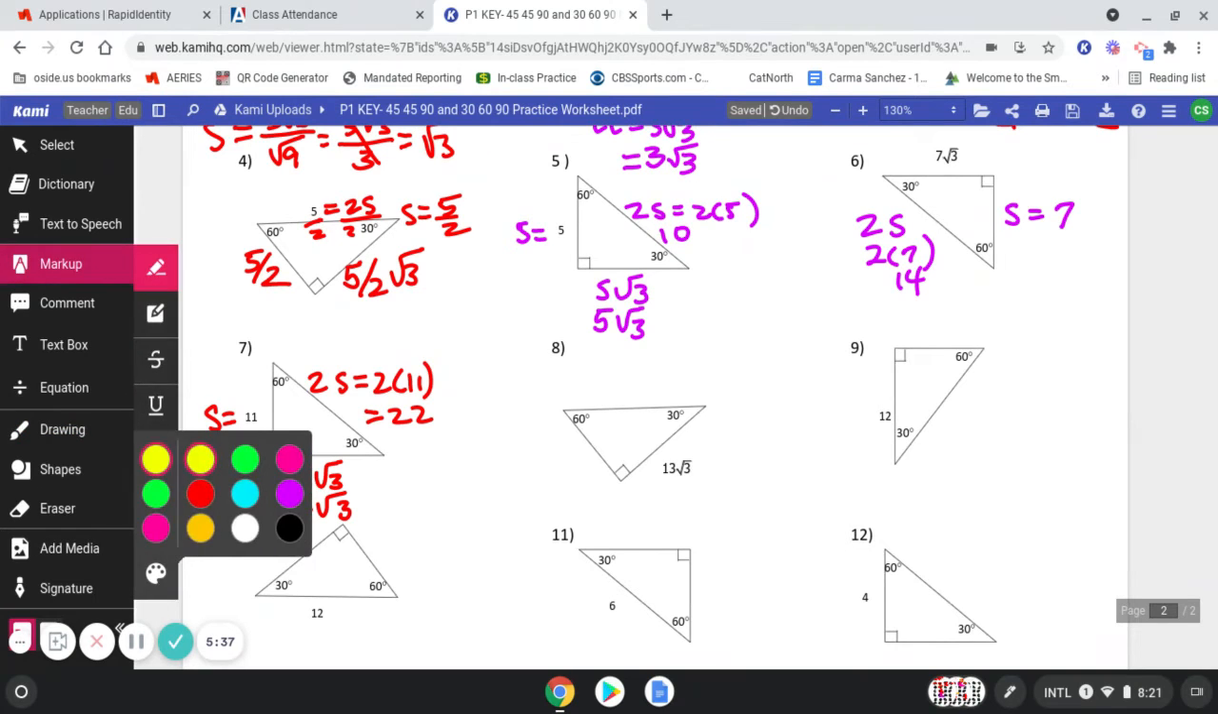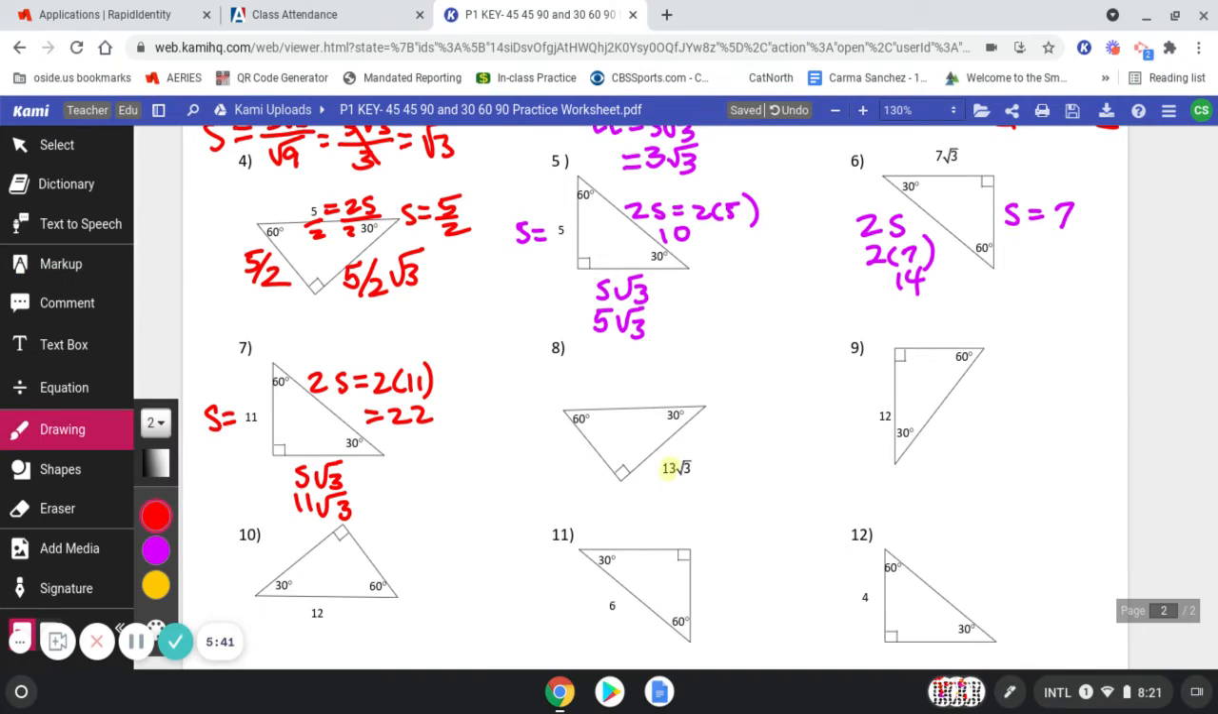Okay, another basic one, yay. My long leg is 13 root 3. Do you see that side length staring at you? My side length is just 13. My hypotenuse is just double that 13.